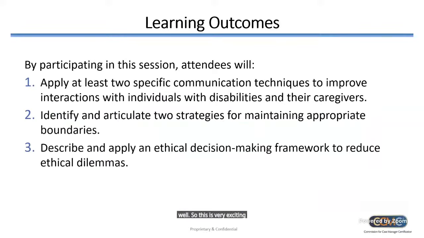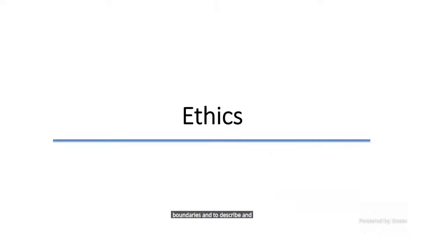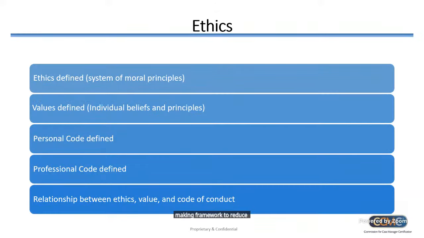Okay, so the learning outcomes for today's session will be to be able to apply at least two specific communication techniques to improve interactions with individuals with disabilities and their caregivers, to identify and articulate two strategies for maintaining appropriate boundaries, and to describe and apply an ethical decision-making framework to reduce ethical dilemmas. Our learning outcomes are a little bit out of order because we're going to start with ethics, but you will get all of it anyway.